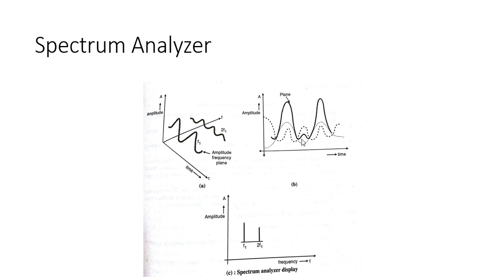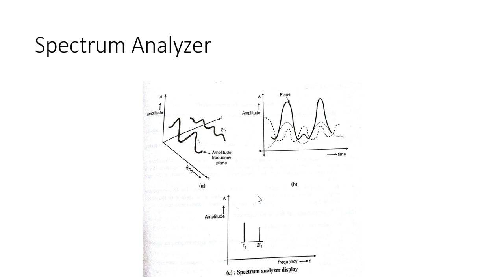Okay, and here if the same signal is observed on an oscilloscope, then the time domain representation will be like this. And if a signal analyzer, or a spectrum analyzer we can say, is used, then the frequency domain representation will be like this. So this is the signal represented in two domains, time domain and frequency domain. This one is with respect to time and amplitude, and this is with respect to frequency and amplitude. The same signal is represented over here.